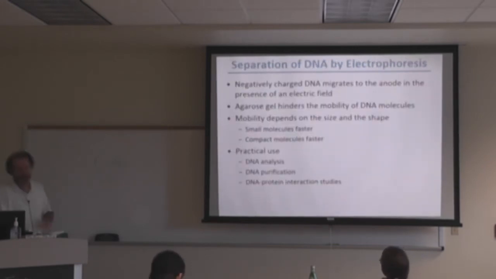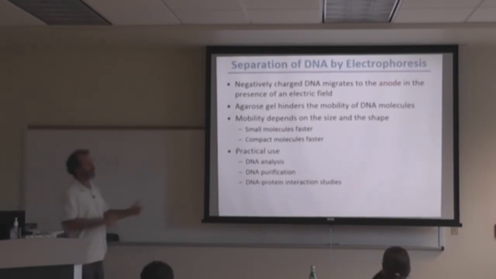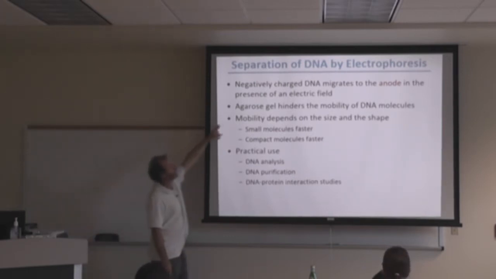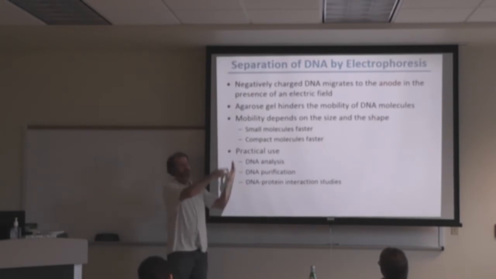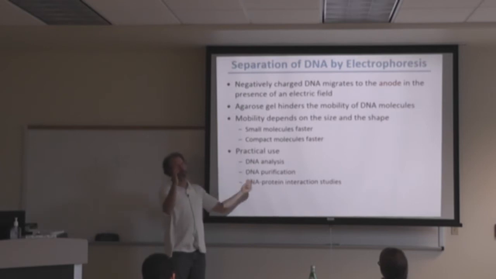So, electrophoresis. DNA has a lot of phosphates, which imparts a negative charge on that DNA or RNA. So it's negatively charged, and it's going to migrate to the anode in an electrical field. Do you know what an electrical field looks like? You have an anode and a cathode. The anode has a net positive charge. The cathode has a net negative charge. So the anions migrate to the anode. Cations migrate to the cathode.